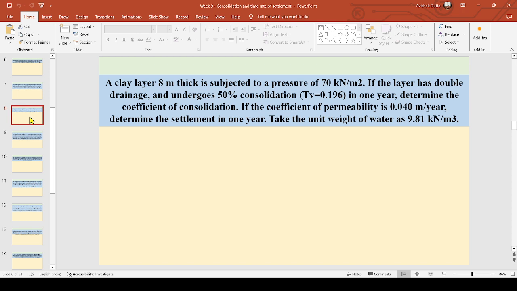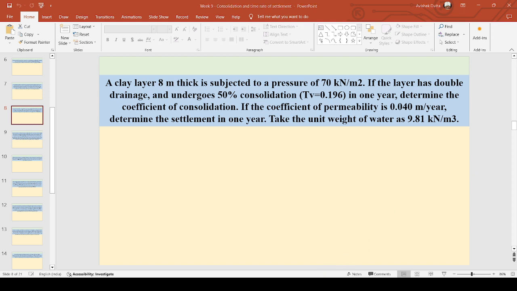A clay layer 8 meter thick is subjected to a pressure of 70 kilonewton per meter square. If the layer has double drainage and undergoes 50% consolidation, for which Tv, that is time factor, equals 0.196 in 1 year, determine the coefficient of consolidation. If the coefficient of permeability is 0.040 meter per year, determine the settlement in 1 year. Take the unit weight of water as 9.81 kilonewton per meter cube. Whoever is joining, please mute yourself.